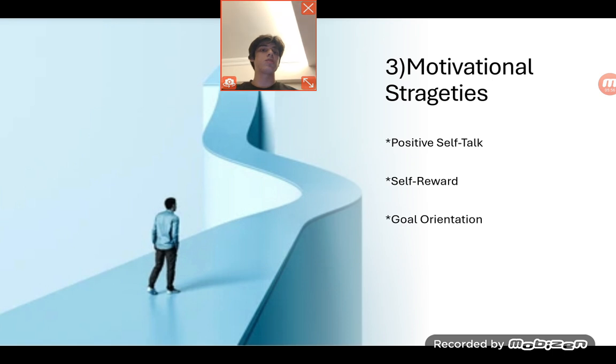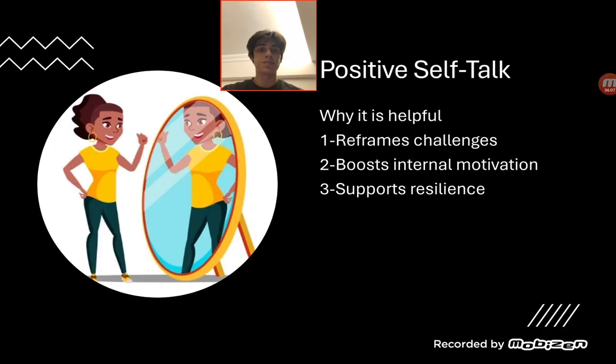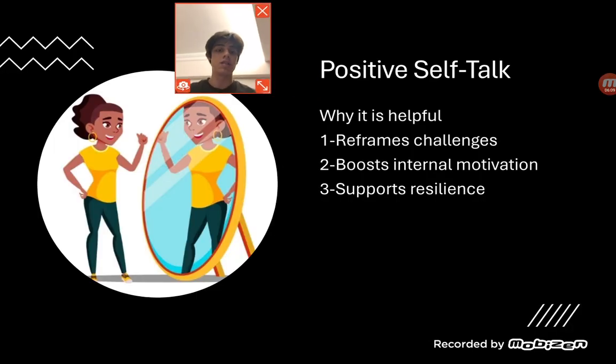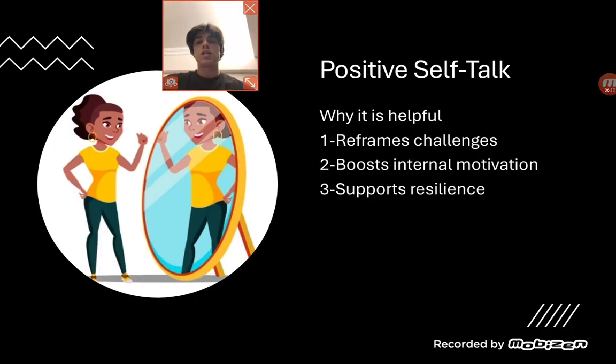Here we get to motivational strategies. This also divides into three main categories: positive self talk, self reward, and goal orientation. So, positive self talk is a powerful motivational strategy for self regulation because it helps you shape your mindset, manage emotions, and stay focused on your goals.